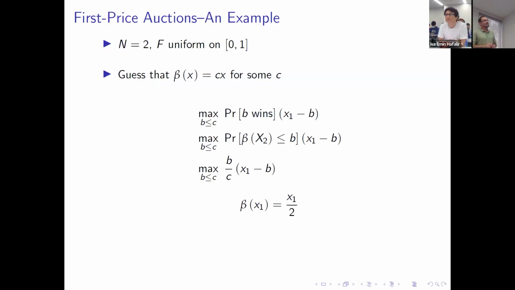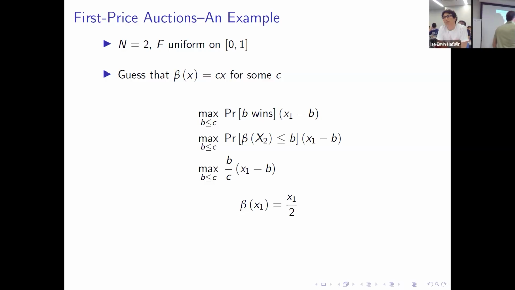Let's now look at the equilibrium in a first price auction, which is not as simple. Let's start with a simpler example, and in the next slide we will do the general case. Let's think about only two bidders, where the value distribution is uniform. Let's conjecture an equilibrium in which the bidding strategy is linear, so beta of x is c times x for some c. Let's consider bidder 1, assuming a bidding function of bidder 2 equal to cx.